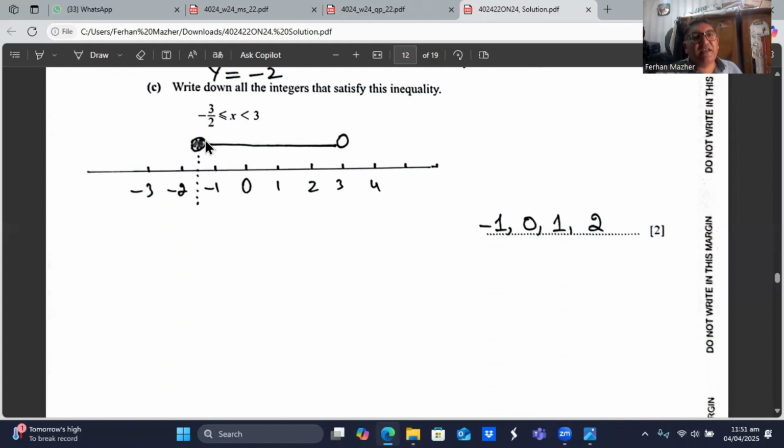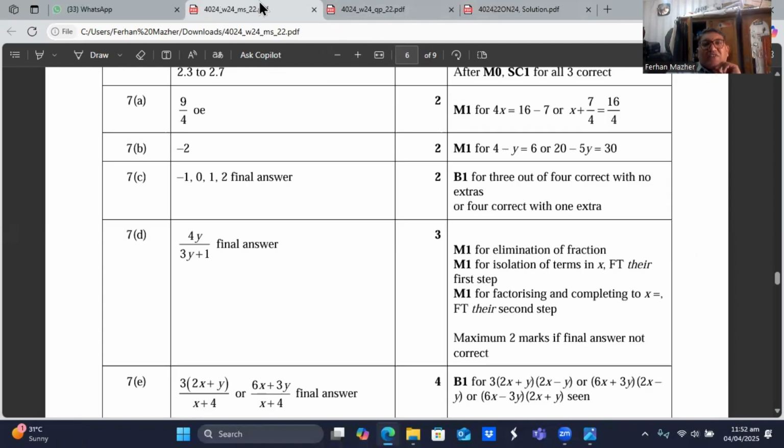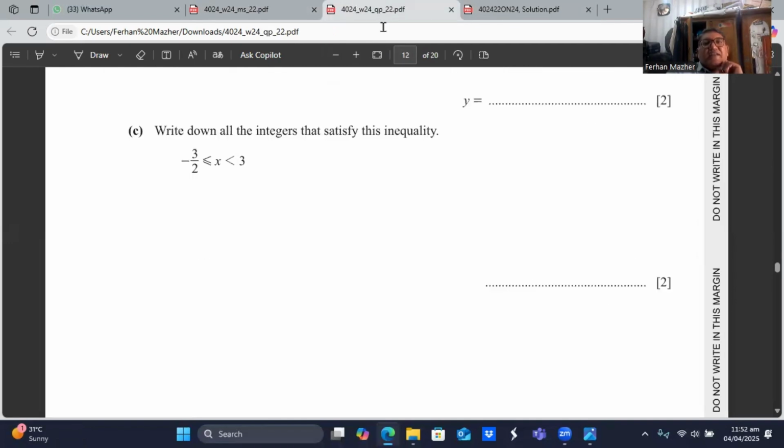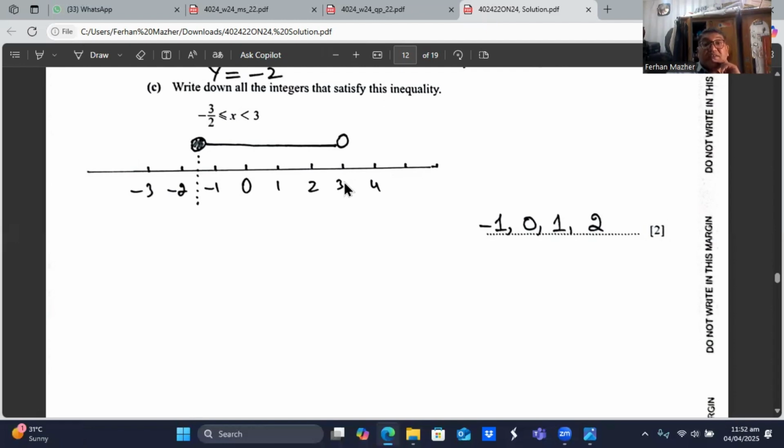So I have shaded this circle because minus 1.5 is included in the answer. And here 3 is not included because this circle is not shaded, because here you only have the crocodile sign, not the equals to sign. So this 3 is not included. So the integers in this solution are minus 1, 0, 1, and 2. Minus 1, 0, 1, and 2. So let's check. Minus 1, 0, 1, and 2 is the right answer, sir. The important thing is that 3 is not included in the solution.